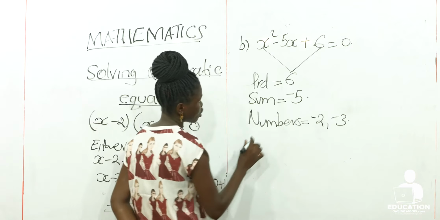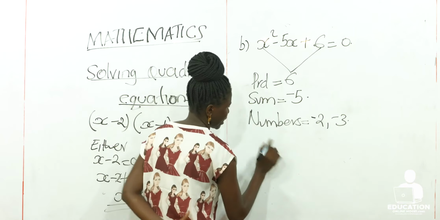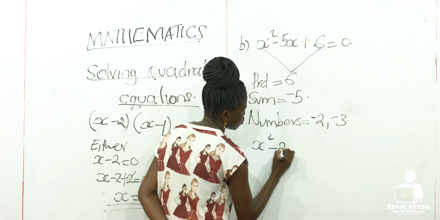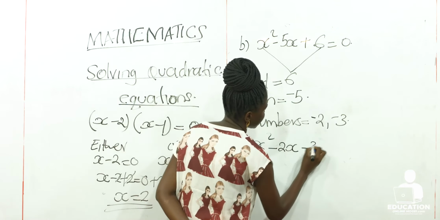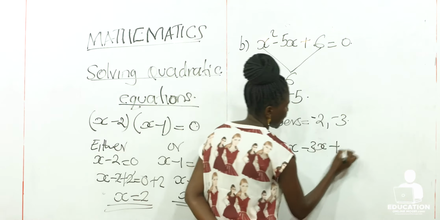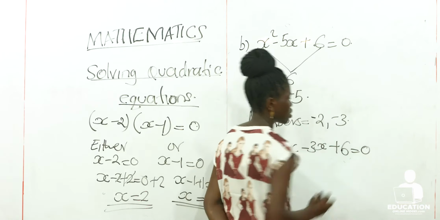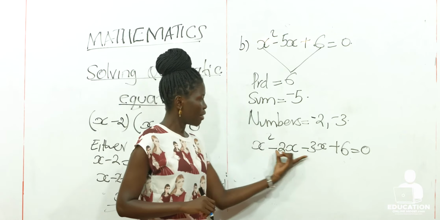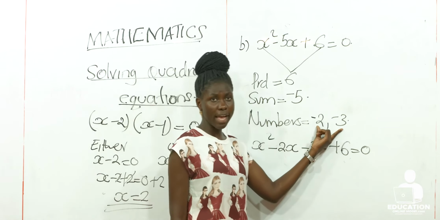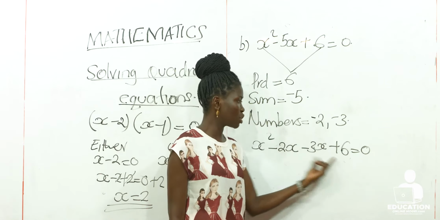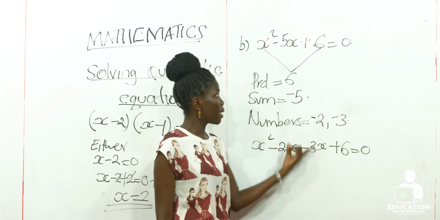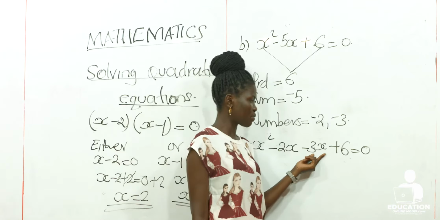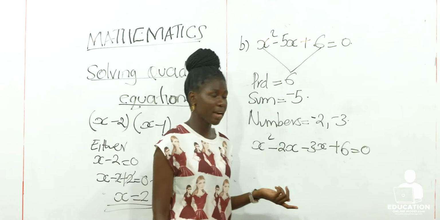Let's go ahead now to solve the number. We're now going to have x squared minus 2x minus 3x plus 6 is equal to 0. Don't get confused. We are moving together. These are the two numbers I got that when I multiply, give me 6, and when I add them, I must get negative 5x. And when you add negative 2x minus 3x, you get negative 5x.